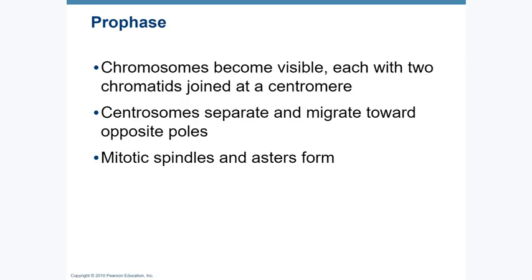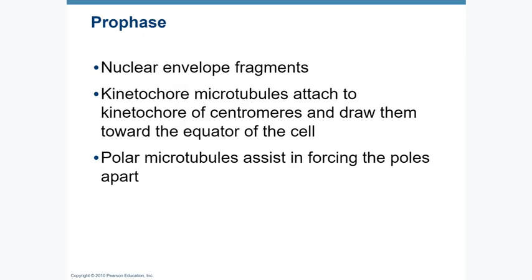The chromosomes then separate and migrate towards opposite poles, and the mitotic spindles and asters form. So they are starting to double and move together towards the center on opposite sides of each other. Then the nuclear envelope fragments and the microtubules attach to the centromeres and draw them towards the equator, or the middle of the cell. And the polar microtubules assist in forcing those poles apart.